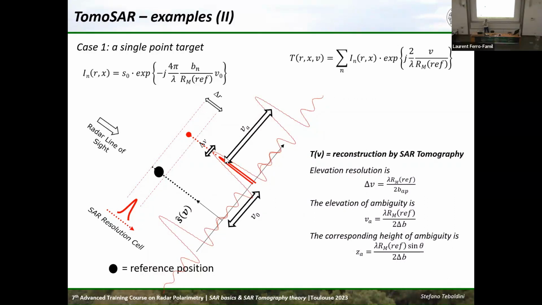Maybe a thing that I didn't discuss enough is, when is an ambiguity harmful? Well, let's say that this is a forest. If the elevation of ambiguity comes at 500 meters, this is not a problem, because you are absolutely sure that it's impossible that there is a forest floating up in the air at 500 meters. So yes, there is an ambiguity, but come on.